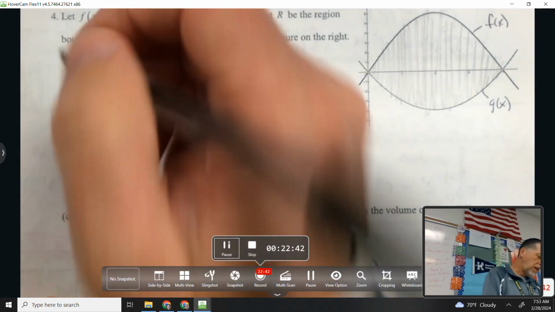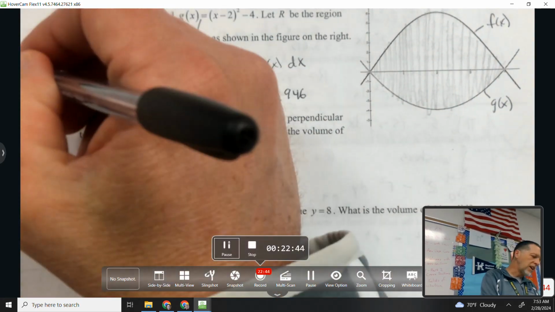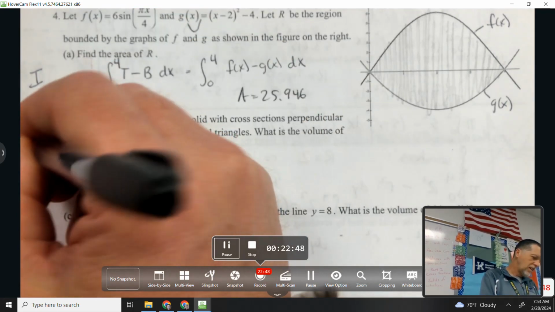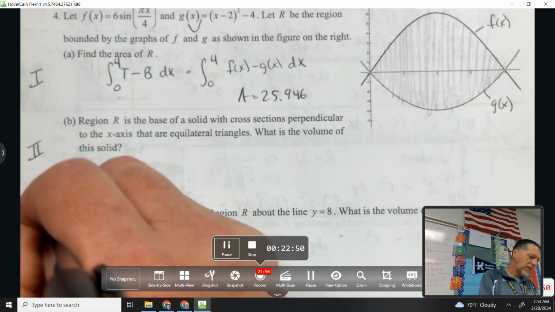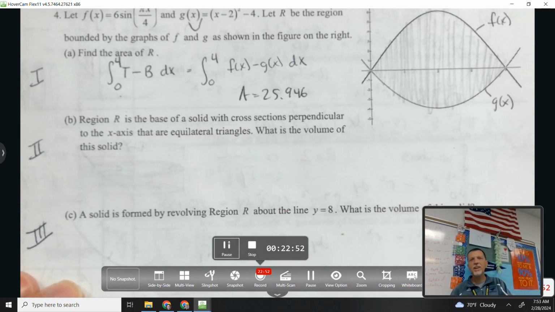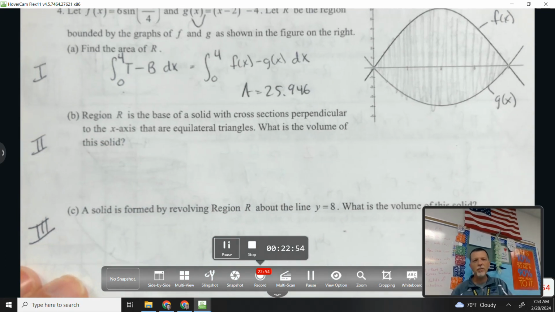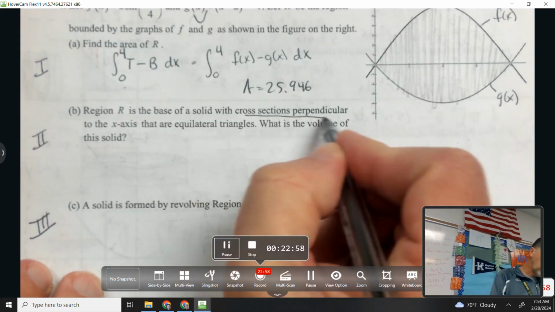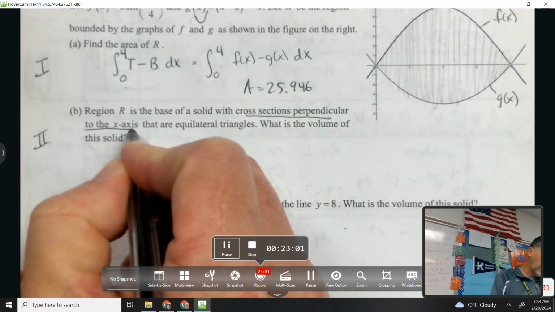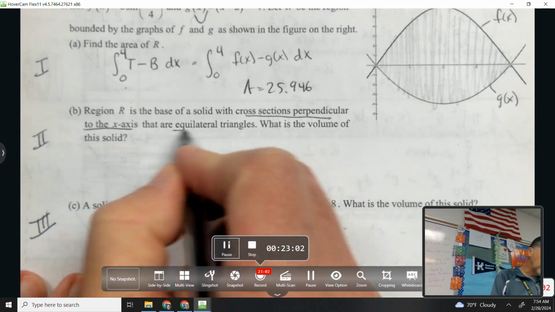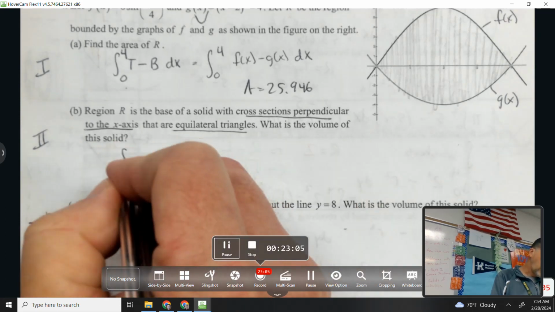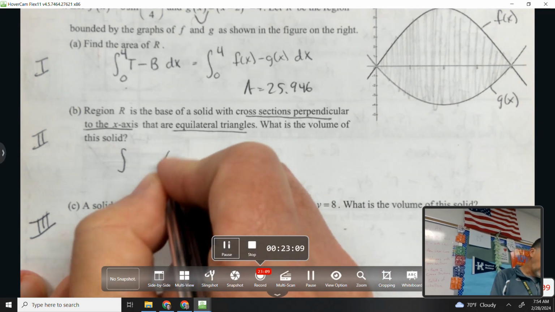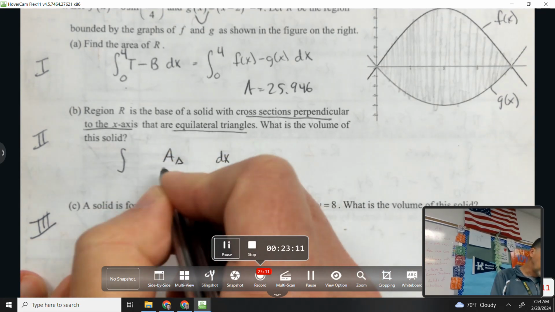Okay, this one is a review of everything in the unit. There's like 3 main things in this unit, and there they are. Area between curves, that was part A. Part B, cross sections perpendicular to the x-axis, like that, that's dx, equilateral triangles. So dx, the area of equilateral triangles.